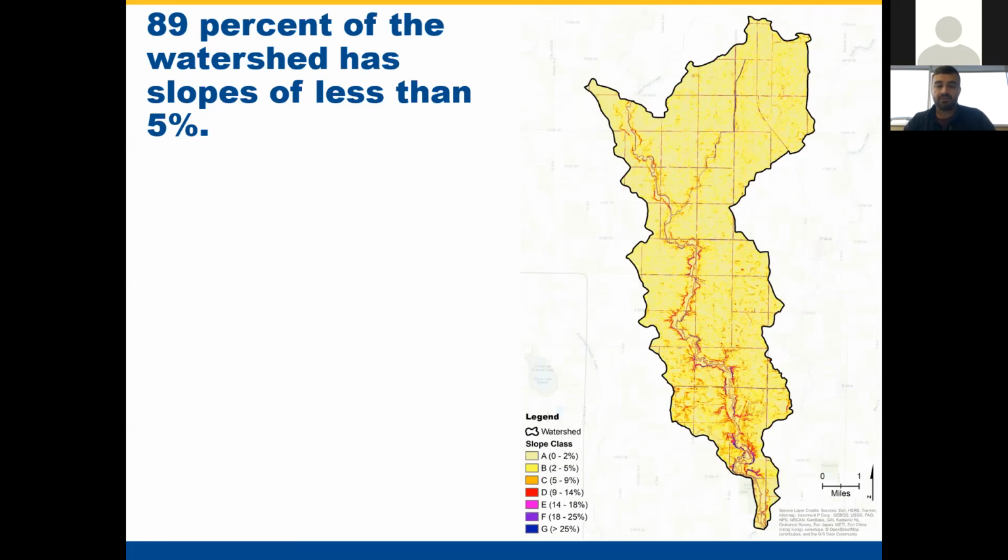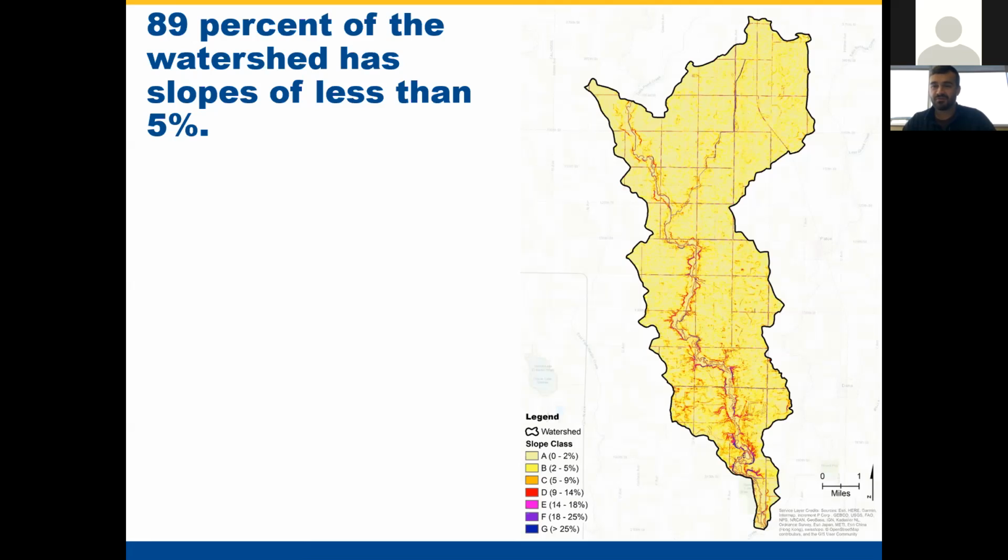So first off, we have a slope map here, right? The slopes start everywhere from those lighter yellows to those cream colors, which is that A and B slopes, so that 0 to 5%, all the way up to those darker purples, which you don't see too much of, which is that 25% or more, or those F slopes, 18 to 25. So 89% of the watershed has slopes less than 5%. That's fairly common for the area we're talking. A lot of flat ground. So as you can see, a lot of yellow across that map.